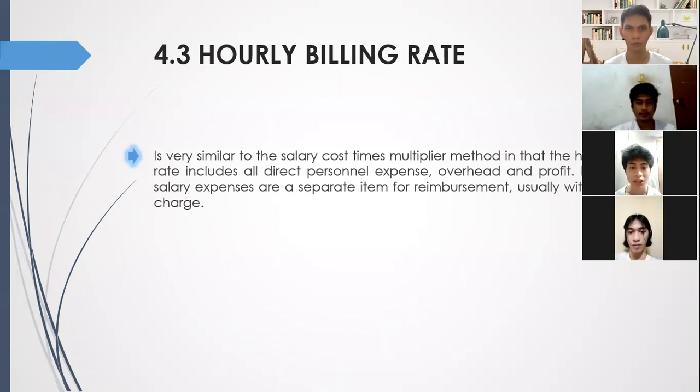Hourly billing rate is very similar to the salary cost times multiplier method in that the hourly billing rate includes all direct personnel expense, overhead, and profit. Direct non-salary expenses are a separate item for reimbursement, usually with a service charge.